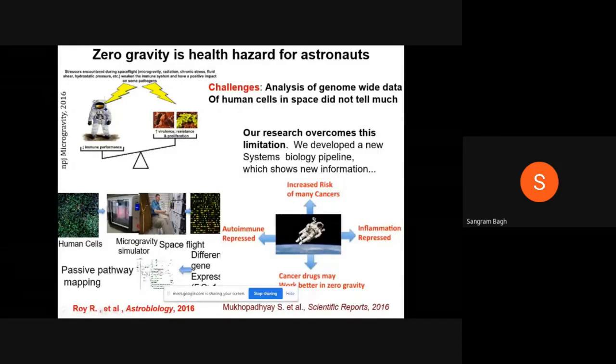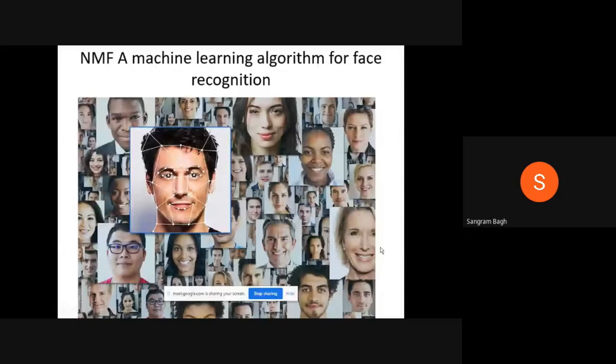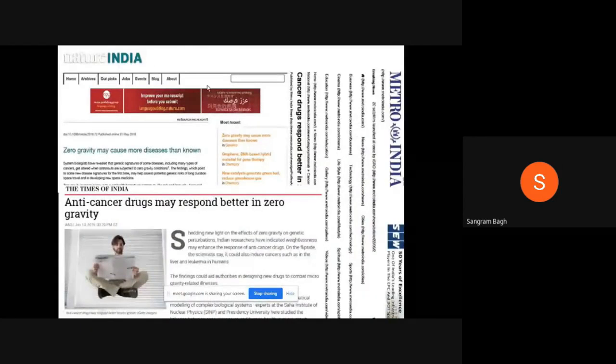Just one thing I want to mention is that here we used something from a very different engineering field called non-negative matrix factorization. It is a machine learning algorithm, and people specifically use it for face recognition. The same machine learning algorithm we have used to analyze space-related genome data. So this is interesting, right? How engineering and biology are doing very well together. And when we published those papers, we got featured in Times of India, Nature India, and some other newspapers.